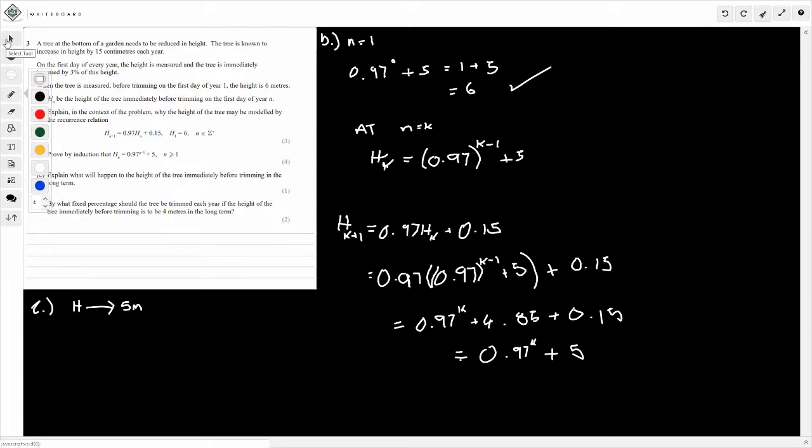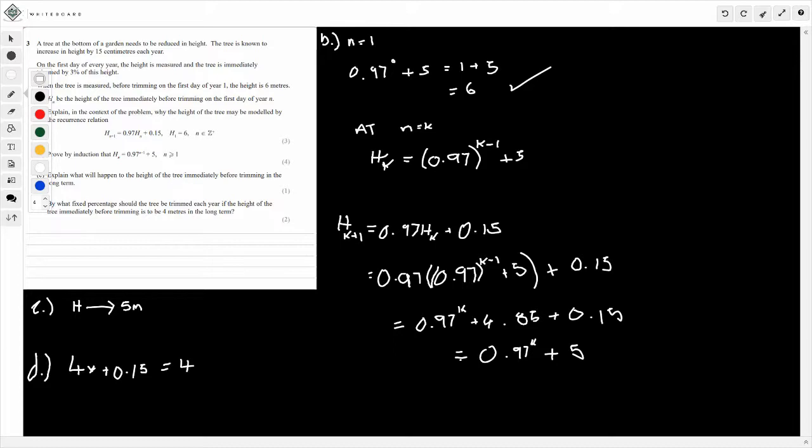Hopefully that's okay. And then part D: by what fixed percentage should the tree be trimmed each year if the height of the tree immediately before trimming is to be 4 meters in the long term? There's a lot of trimming going on here, so be careful not to get confused with what's actually being asked of you. All we have to do is set up an equation. We want the height before trimming to be 4 meters in the long term. So the equation is 4x plus 0.15, and that's going to be equal to 4.